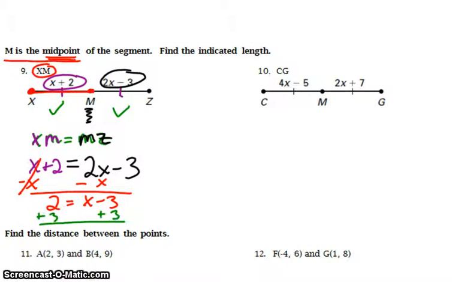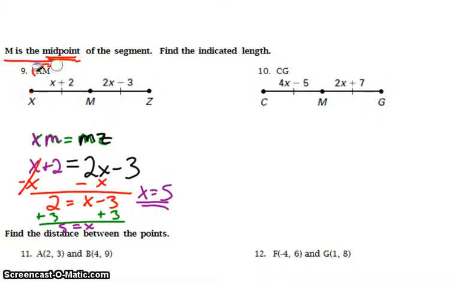So that means that x is going to equal 5. Now, is that my answer? x equals 5. Well, you've got to think back to the original problem. What were they asking me? If you look back to the original problem, they were asking you for the distance between x and m.